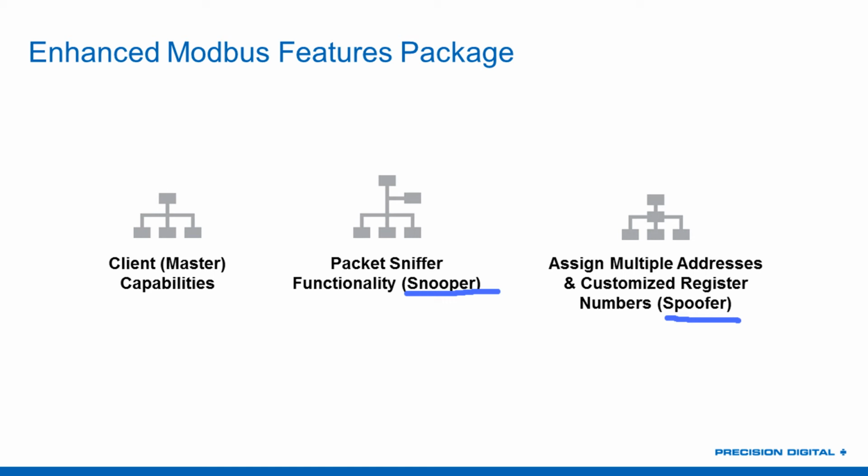And that's used to assign multiple addresses to the Consolidator Plus and customize the data it responds with when it gets requests for specific registers. And we're going to take a look at all 3 of these in a little bit of detail, so if you don't fully get it yet, that's perfectly fine. I'm just introducing you to the terminology here.